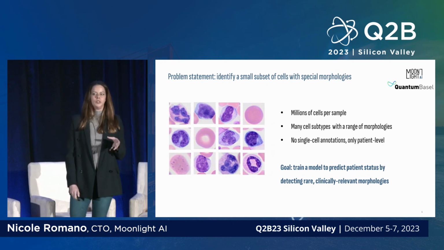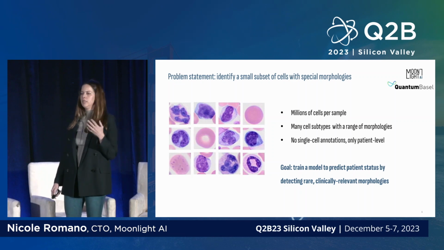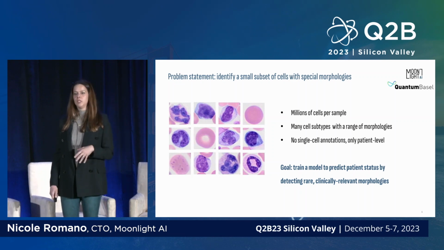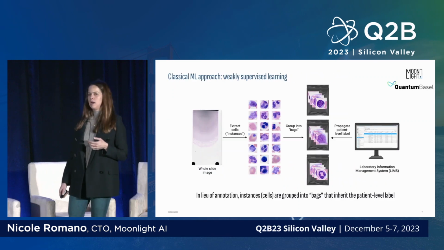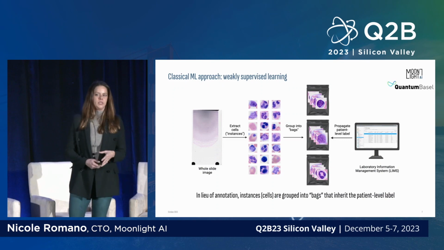So what we're going to do is rely on patient-level genomic information. In other words, when we train the model, we're going to actually pair whole slide images with the patient's actual mutational status as determined by molecular testing. And in order to do that, we're going to operate under a weakly supervised learning framework.